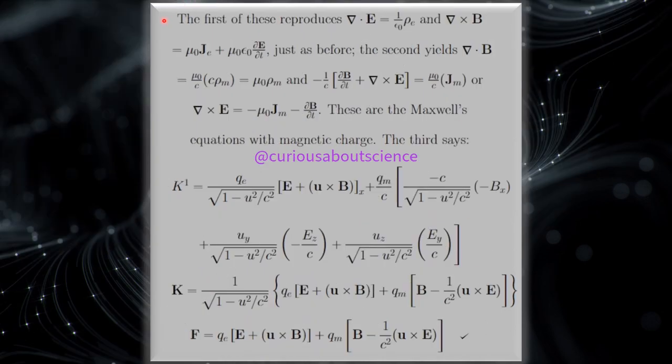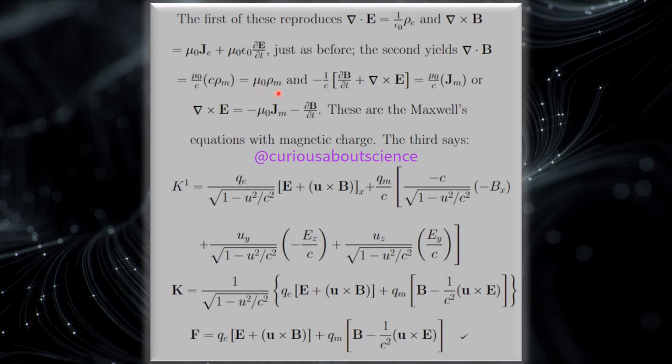So the first of these reproduces the divergence of E is equal to 1 over epsilon naught ρ_E, and then we have the curl of B gives us μ0 J_E plus μ0 ε0 ∂E/∂t, just as before. So the second one, where we attribute everything to the magnetic side, we need to be careful with the dual vector. So we see that the divergence of B is now equal to μ0 c times c ρ_M, which gives us μ0 ρ_M.